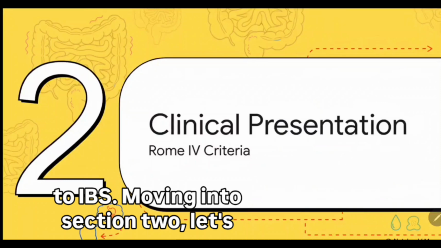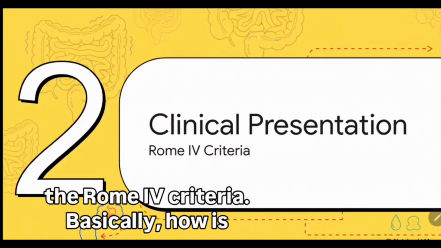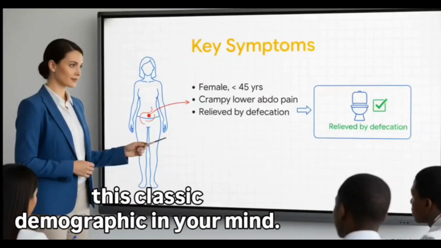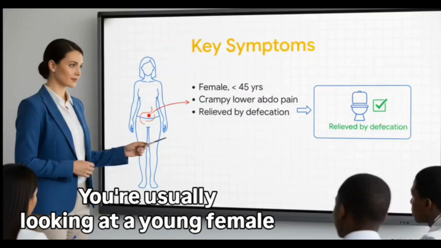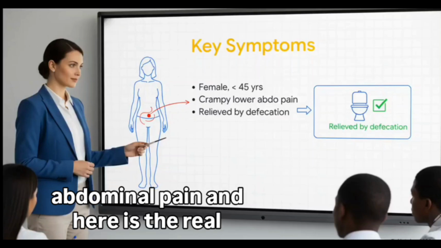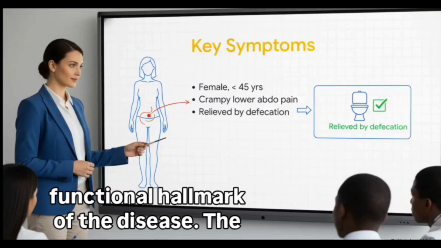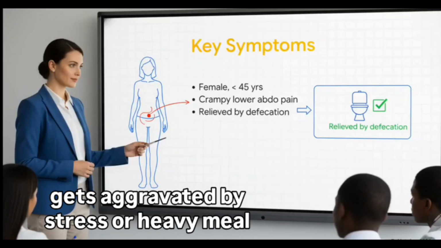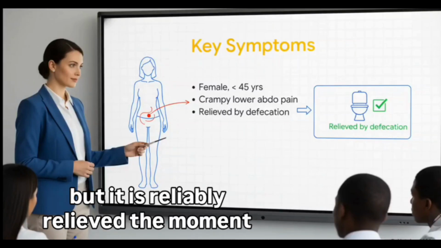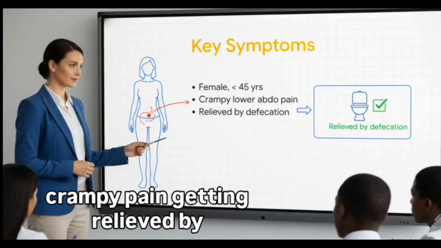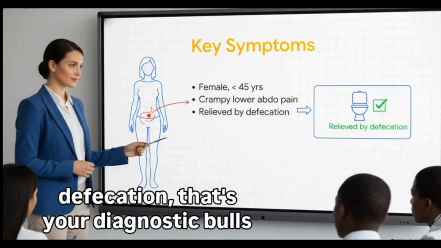Moving into section 2, let's talk about the clinical presentation and the Rome IV criteria. Basically, how is this patient actually going to present when they walk into your OPD? Picture this classic demographic in your mind. You're usually looking at a young female patient under 45 years old. And what's her main complaint? Crampy, lower abdominal pain. And here is the real functional hallmark of the disease. The pain is episodic, maybe once a week. It gets aggravated by stress or a heavy meal, but it is reliably relieved the moment she passes stool. She might also complain of bloating, belching, nausea, but that crampy pain getting relieved by defecation, that's your diagnostic bullseye right there.